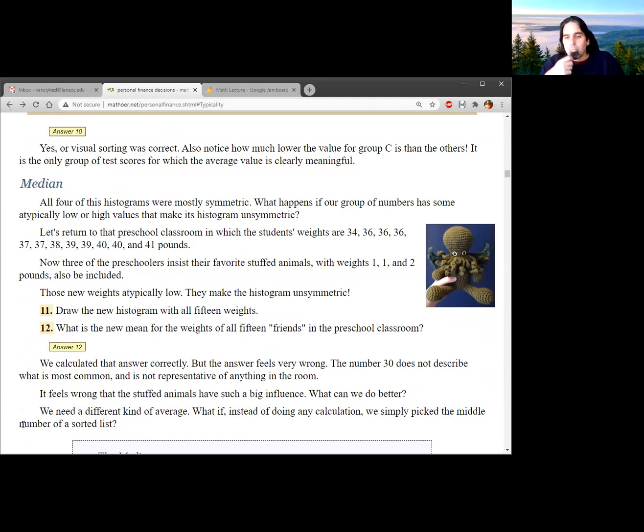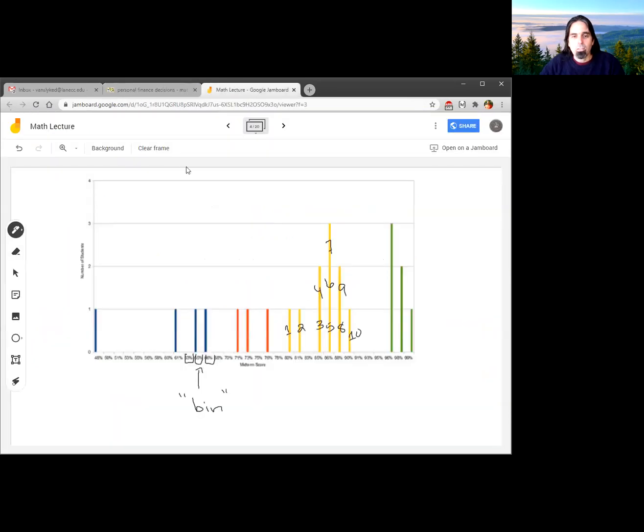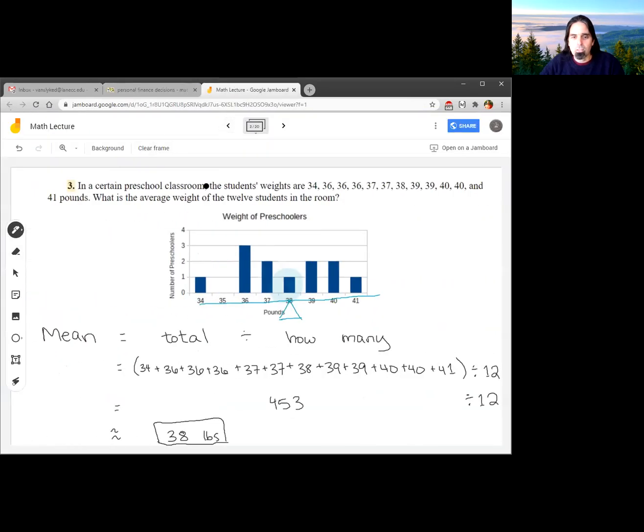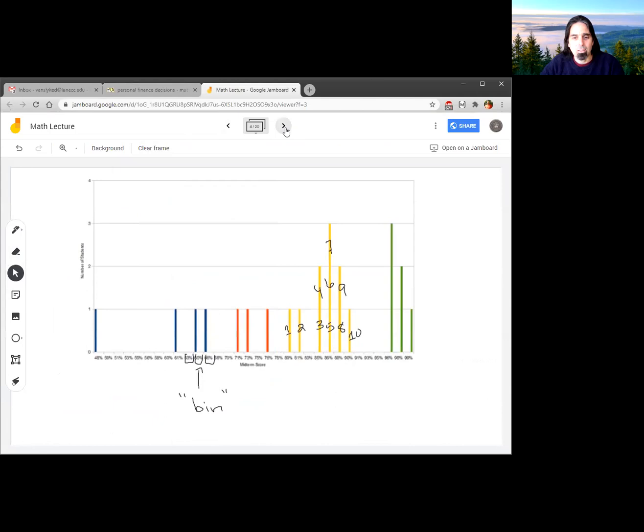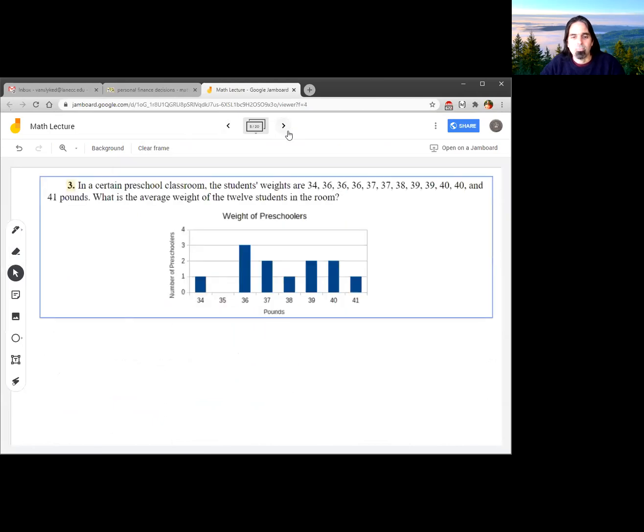Now we'll have stuffed animals. So the median is a different kind of average, and we'll talk about why we want a different kind of average. Let's go back to that preschool classroom. The numbers started at 34 and went up to 41. So I'm going to go back to this slide, make a copy of it. Now we're going to mess things up.